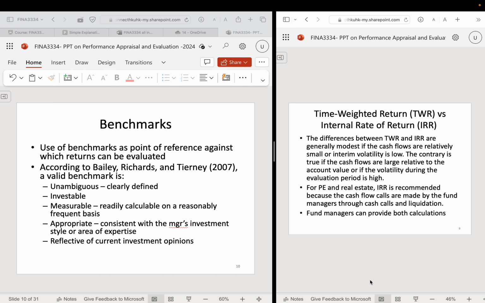So that's why these are good benchmarks. And nowadays, most of these benchmarks have an ETF, like the S&P 500 index ETF, the Hang Seng index, the Tracker Fund of Hong Kong ETF, the Nikkei 225 ETF, or the MSCI World ETF. You can always find a reference ETF.